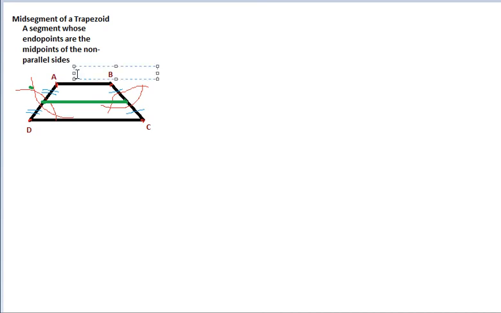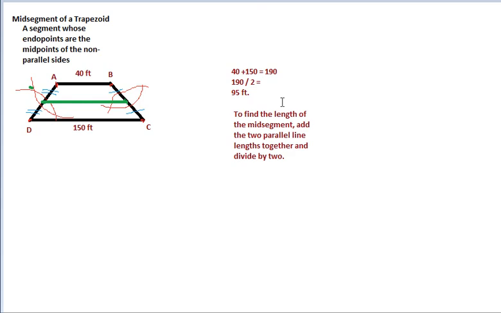If AB was, say, 40 feet, and I had DC as 150 feet, if I were to take AB and DC and add them together, I would get 190. And then, if I took 190 and divided it by 2, I would get how long this green line is, this mid-segment. So that mid-segment is going to end up being 95 feet. That's how you find the length of a mid-segment: add the two parallel lines together and divide by 2.